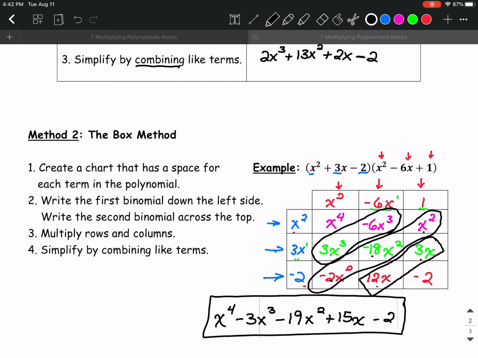Okay? So remember, very much like multiplying the binomials, you can choose to use the distribution method. You can choose to use the box method.